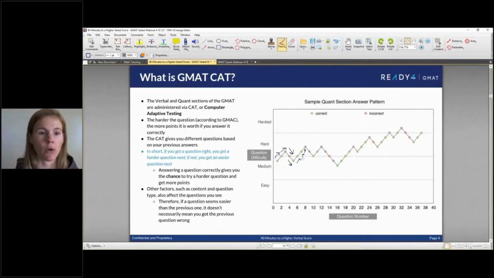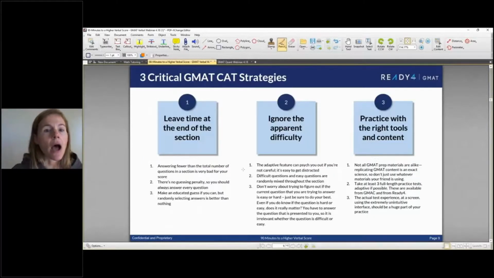Okay, really important point. So study with the right stuff, because the computer adaptive test is something you have to get used to. So that's what our point 1 here is, leave time at the end of the section. The second point here is you have to ignore the apparent difficulty. And what we mean by that is, most of you are very smart. Sounds like you're savvy about this test.